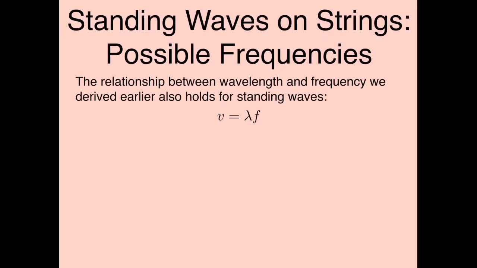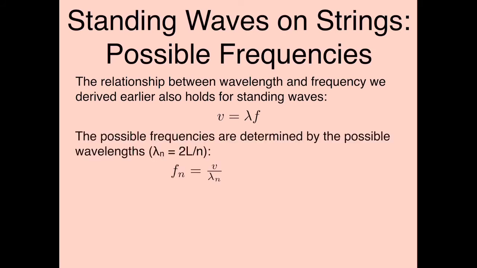Okay, so we saw that for standing waves on a string, only certain wavelengths will be possible. It's also true that only certain frequencies will be possible. And the way we'll see this is, remember, we derived a relationship between the wavelength and frequency, which is v is equal to lambda times f. This says the speed of the wave v is equal to lambda, the wavelength, times the frequency f. So that relationship still holds true for standing waves. So if we want to solve for the frequencies, we can do that. f is just equal to v divided by lambda, okay?